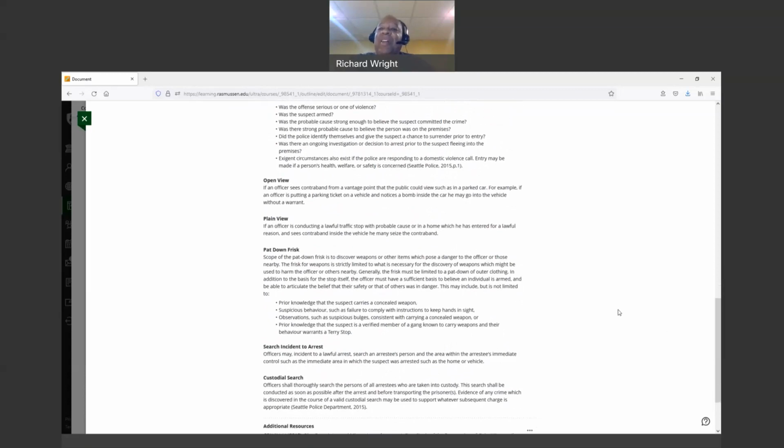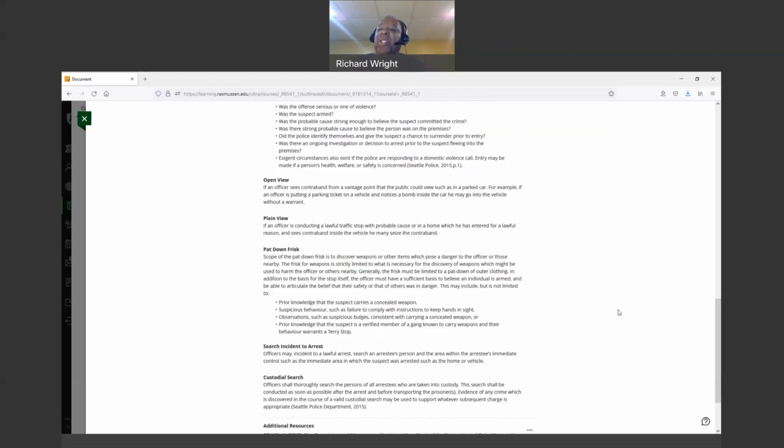The pat down frisk, the name of this is what we call the Terry stop. You all have Terry versus Ohio, a landmark case that established the old stop and frisk. And the point of it is that you're supposed to pat down the individual for weapons or other items that could be dangerous. And it is strictly for the discovery of weapons. And generally, the pat down is limited to outer clothing. In addition to the basis for the stop itself, the officer must have had, they don't just at random stop somebody. They had to have sufficient basis.